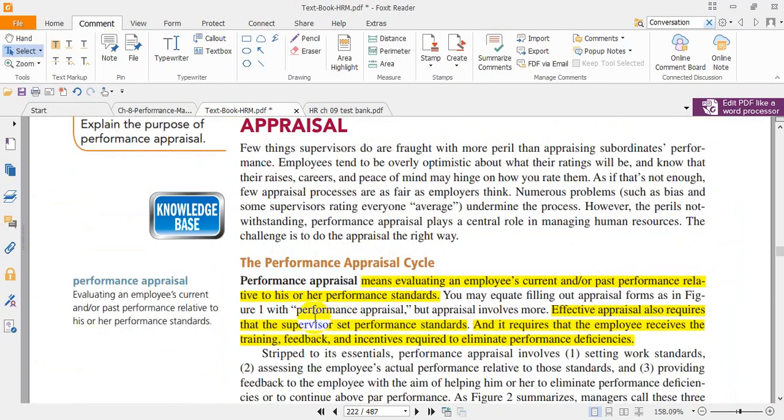Performance appraisal. What is the meaning of performance appraisal? Performance appraisal means evaluating an employee's current or past performance relative to his or her performance standards. The evaluation process of employees' performance relative to performance standards.